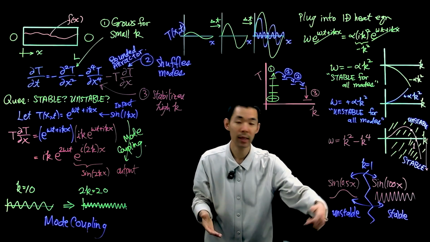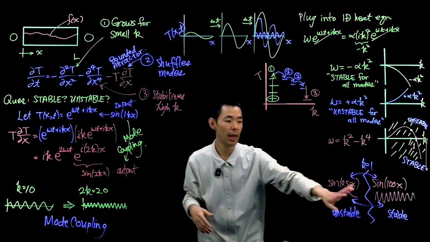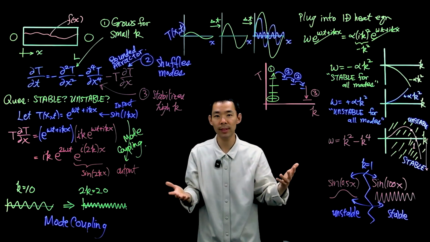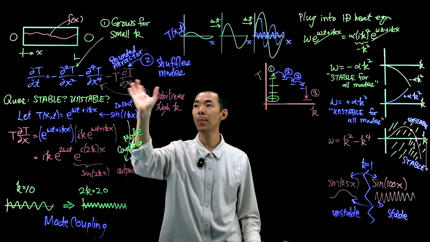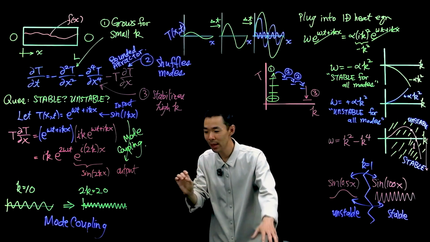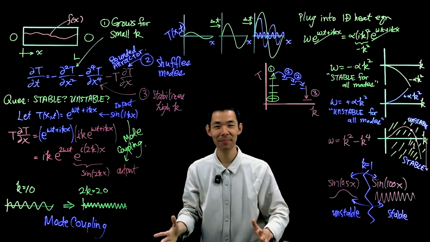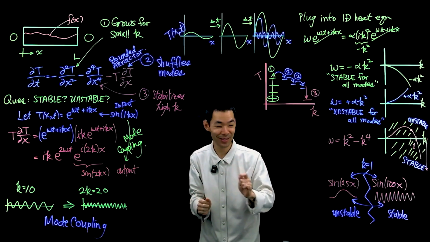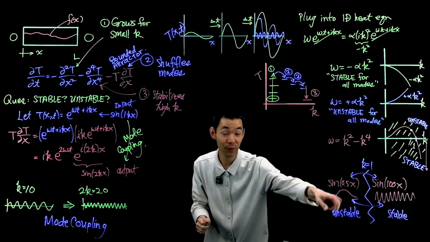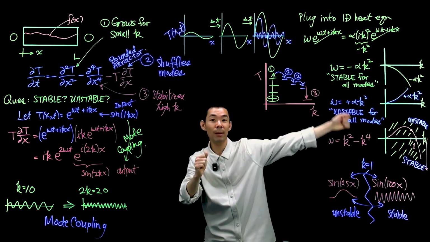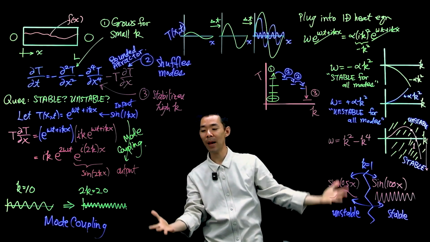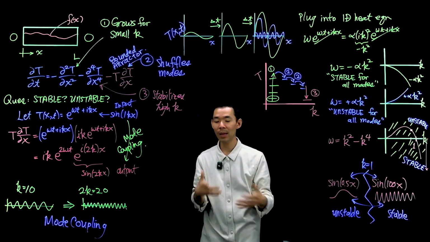For small k, it was growing, it was unstable. Sure, the high k was stable, but if you have any mode that's unstable, it's unstable. It was linearly unstable. But when you add the nonlinear terms, it became globally bounded. It's still locally unstable because the small frequency is growing, but because the nonlinear term is shuffling it to a stable region, it's globally bounded, and that's why we get a steady state where the temperature doesn't explode.